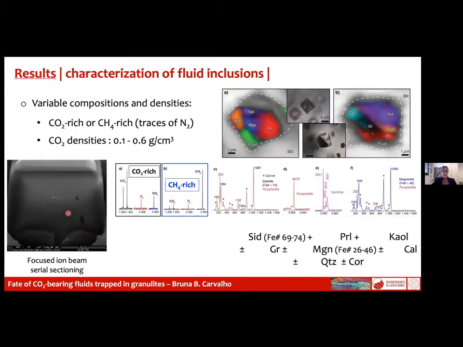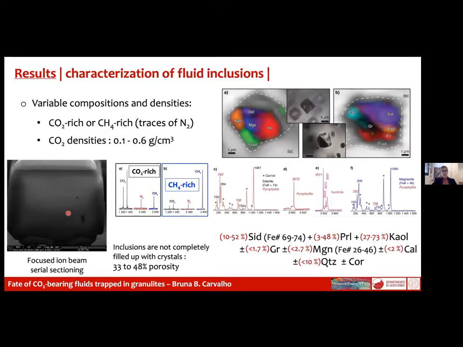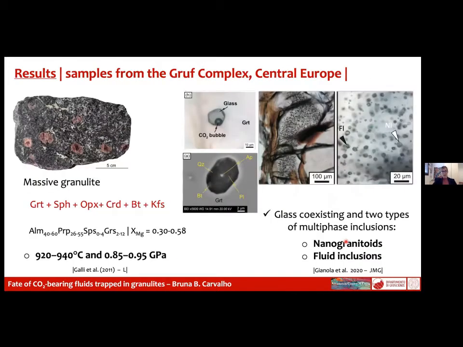And this technique permitted us to see that these inclusions contain from 33 to 48% porosity. And in some cases, the kaolinite is predominant, the OH-bearing phases, so kaolinite and pyrophyllite, they are predominant over the carbonates. The third occurrence was the Gruf Complex.